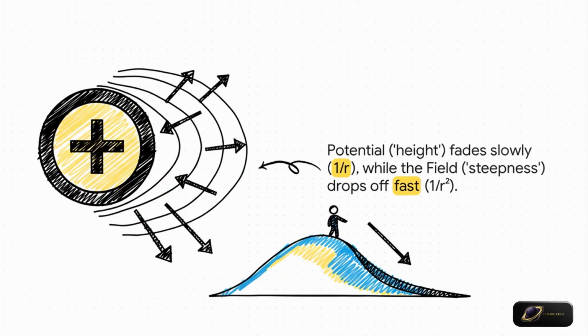And this visual, man, it just makes it so clear. Look at how the potential, our electrical height, sort of gently fades away as you get further from the charge. But the electric field, that's the steepness of the hill, the actual force. And that drops off way faster. It's a much more dramatic falloff.